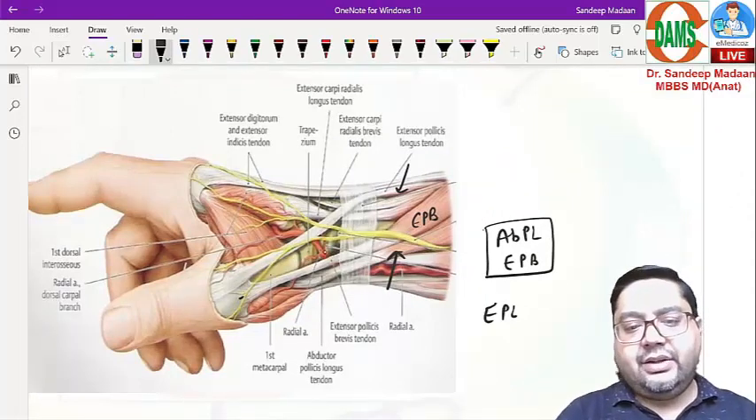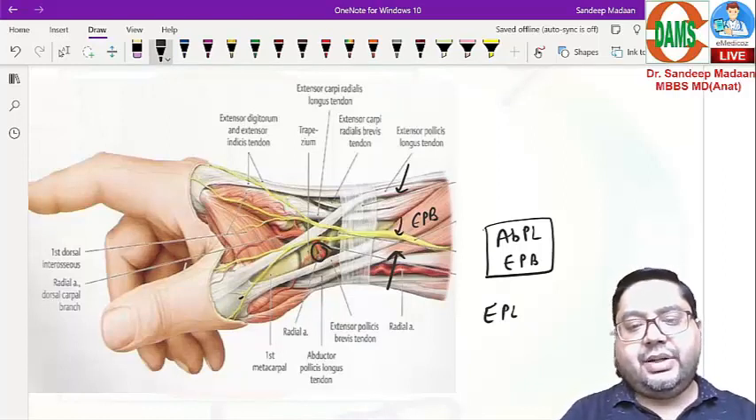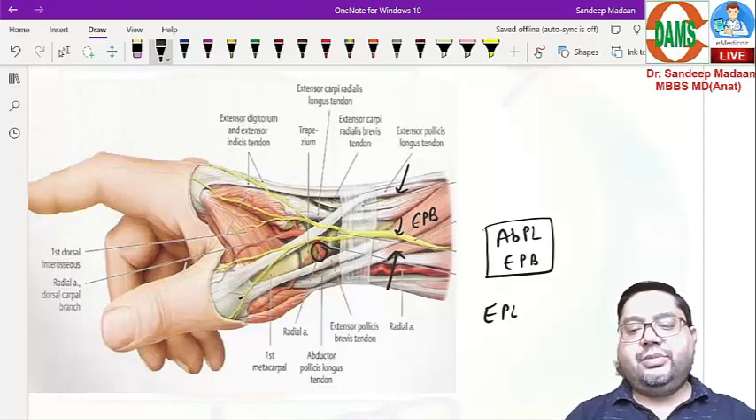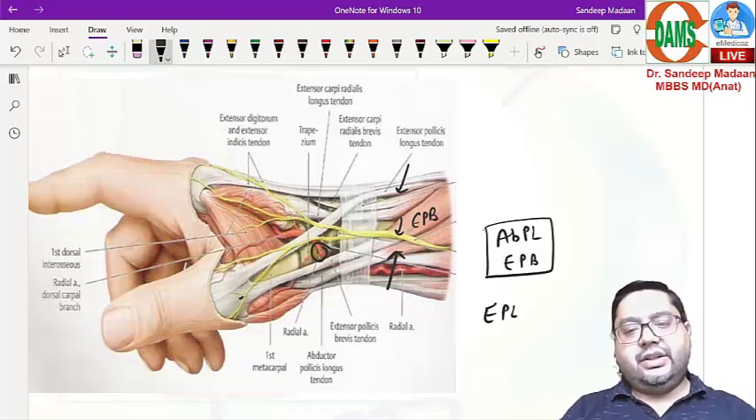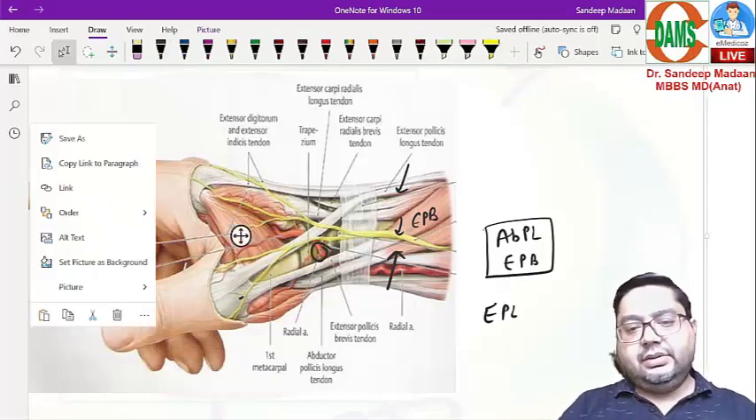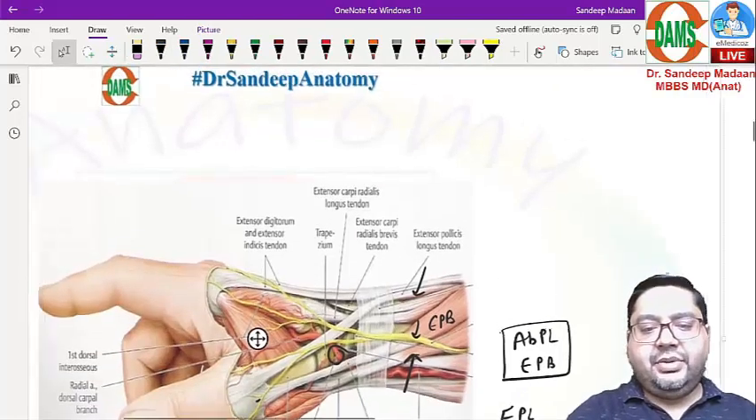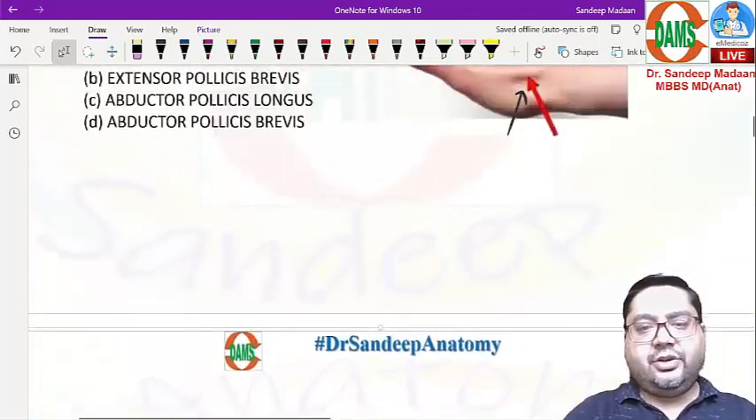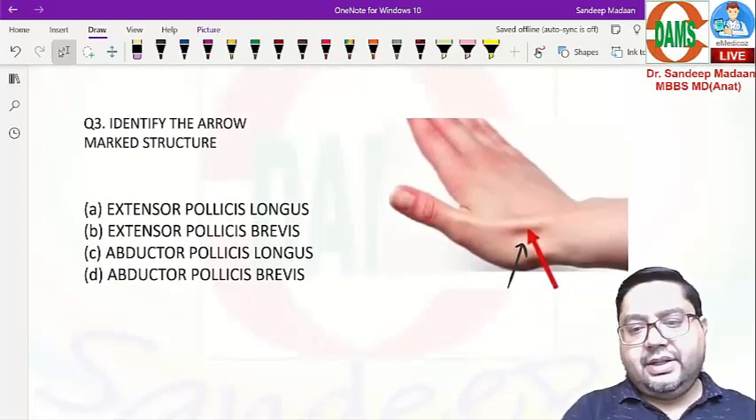And what is the content of the snuff box? The radial artery, and in the roof what is present is the superficial branch of the radial nerve. If the superficial branch of the radial nerve gets compressed, it will lead to a condition called cheiralgia, right? So this is about the anatomy of the anatomical snuff box.